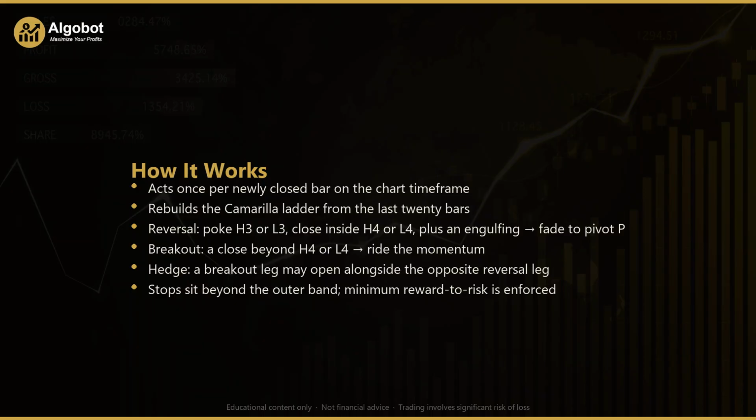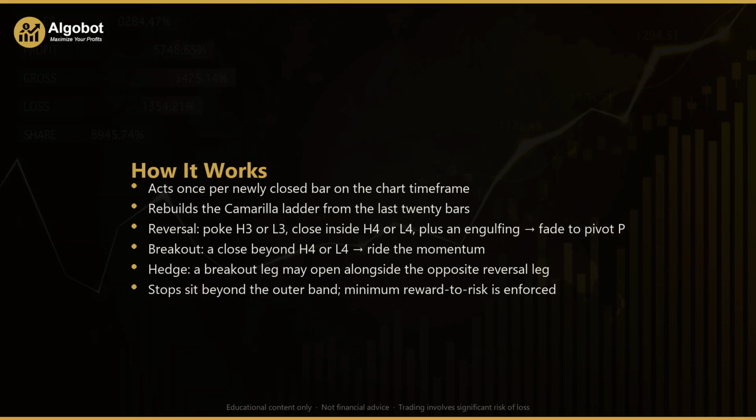Next, it inspects the just closed bar for an engulfing pattern. A bullish engulfing is a green bar that fully covers the previous red bar's body. A bearish engulfing is the mirror image. This candlestick confirmation is what separates a genuine rejection from a simple touch. Now the entries. There are 3 behaviors, each with mirror long and short rules.